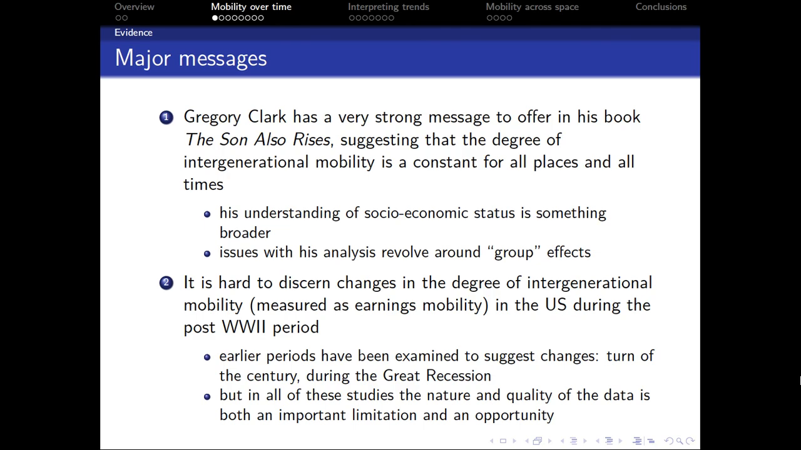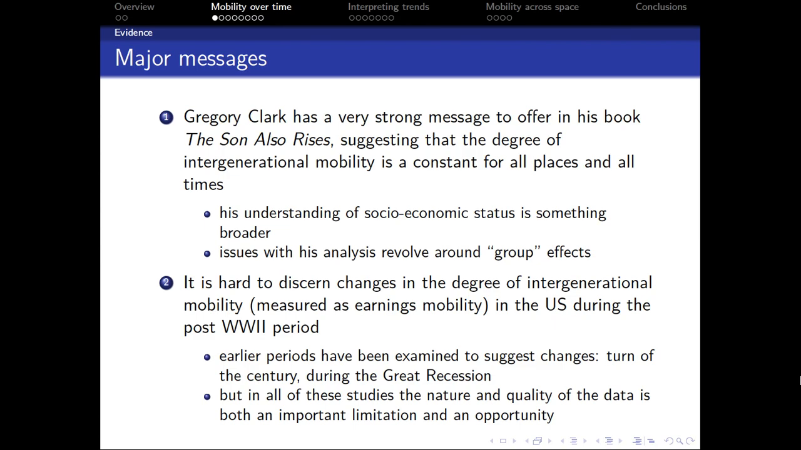So if you read that work, I want to raise a couple of cautions. You should be careful in thinking about his work and relating it to the research that we've been reviewing up until now that has to do with income mobility. He's defining status in a somewhat broader context. And also, as always, we should look to the methods and data and the extent to which they condition or influence the results.